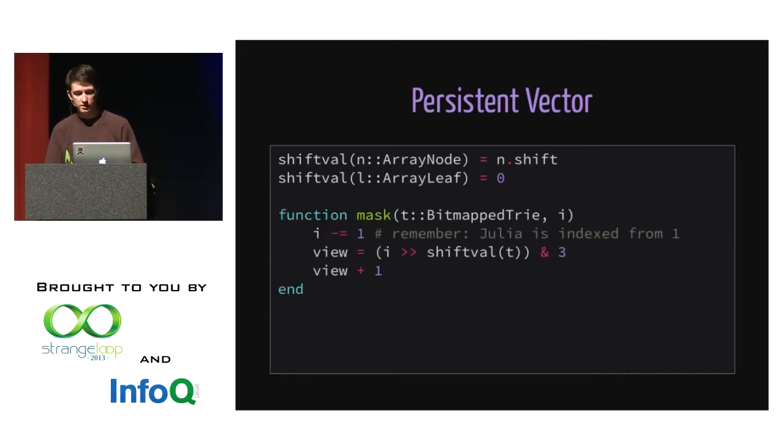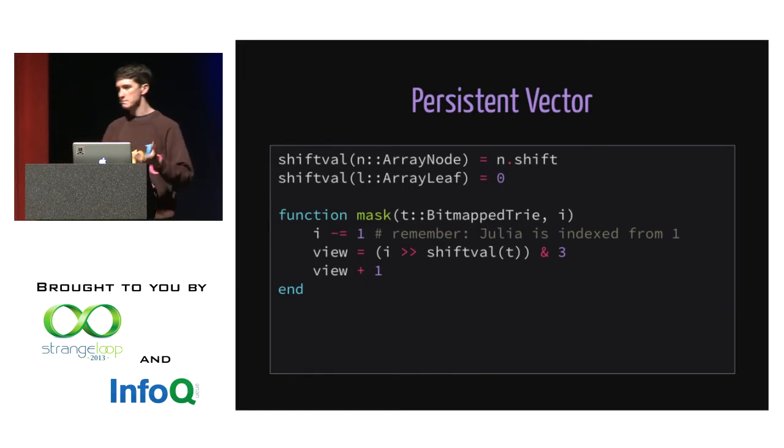Then we can write our mask function. Remember that Julia is indexed from 1, and this bit math only works out if we are considering indices from 0. So the easy solution to this is to quickly decrement I before we do the math. This is the same math that we saw before, where we have some index. We're going to shift it to the right by the shift value of that particular tree that we're looking at, and then we're going to do a bitwise AND with 3 to mask off the top bits. The reason that we're looking at 2 bits and doing AND with 3 is because it takes 2 bits to represent 4 pieces of information, and each node has an array of length 4. And then we increment the view back up so that we're back in Julia's index-from-1 land.